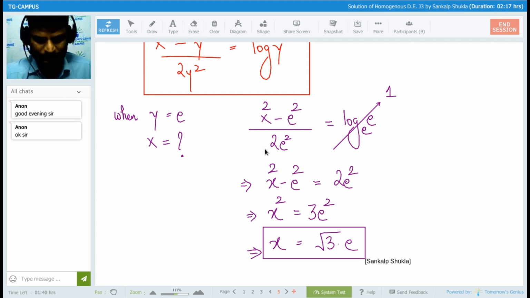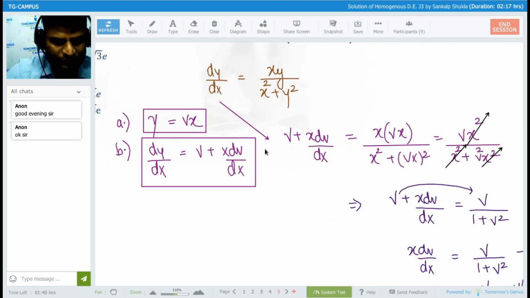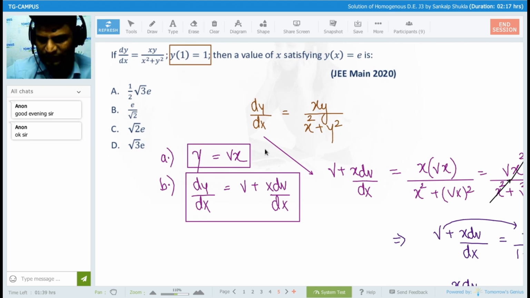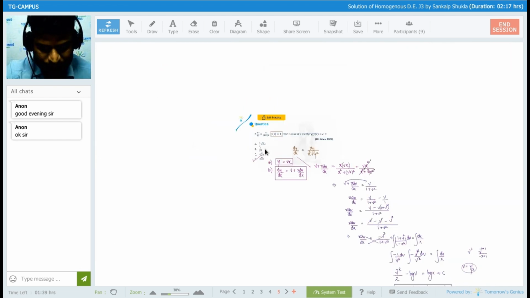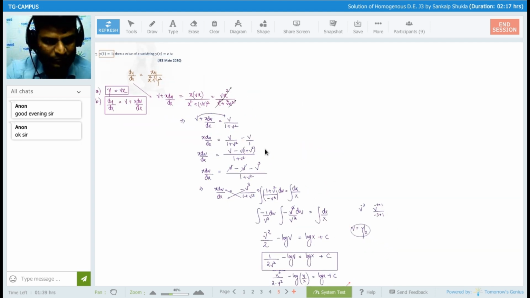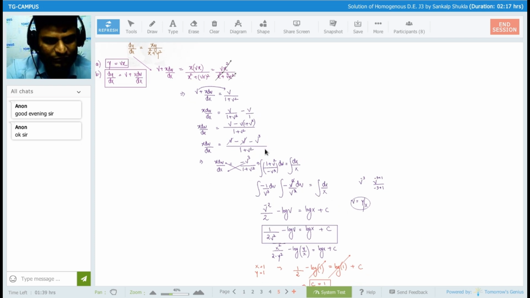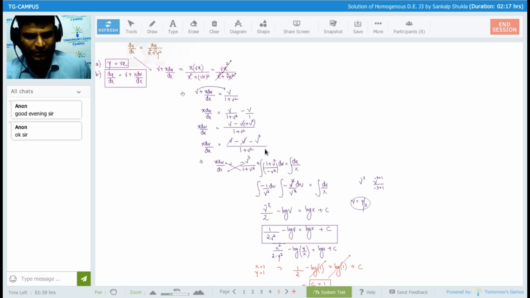Is there any problem? Let me check for the answer also. x is equal to root 3e. Here we are having B. Right? Alright, please copy. From here we have to start, right? Rest of the calculations you can do on your own.